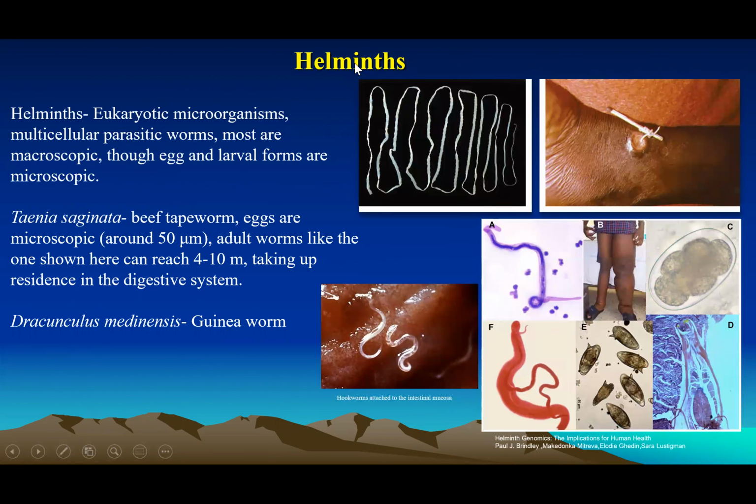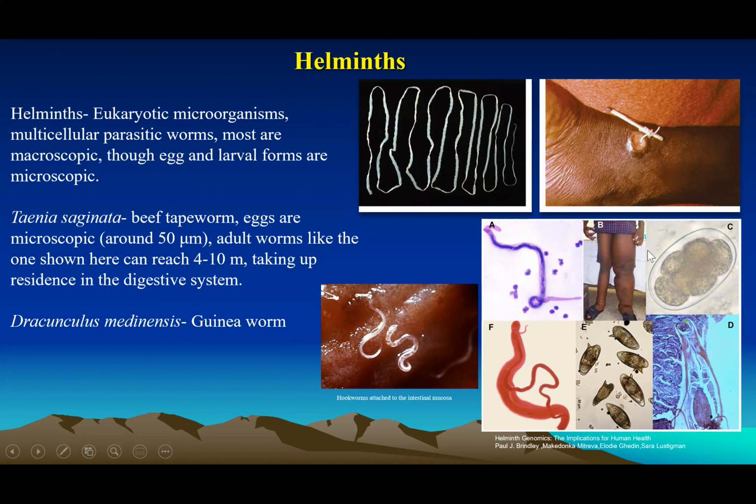Helminth refers to worms. They are eukaryotic, multicellular parasitic worms. Most of them are macroscopic, you can see them. However, the eggs and larval forms are microscopic. And here's Taenia saginata, the beef tapeworm. Eggs are microscopic, and adult worms are very long, up to 4 to 10 meters, taking up residence. They suck up all the nourishment of the host, and they are very clever. They can camouflage and escape the immune system.